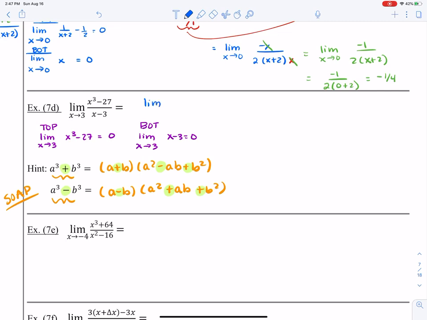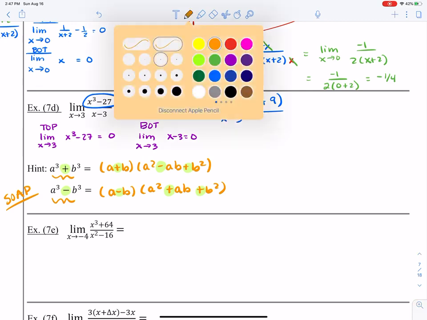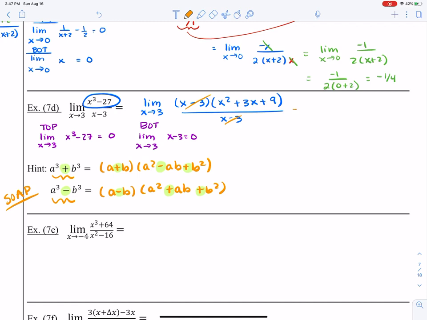We're going to factor the top. String your work together with equal signs. I'm going to use sum and difference of cubes. So this is going to become x minus 3, x squared plus 3x plus 9. And my denominator stays x minus 3. And this is fortuitous because my x minus 3's reduce away to 1. And I have x squared plus 3x plus 9 remaining, which means I can now direct substitute. 3 squared plus 3 times 3 plus 9 and get a value of 27.